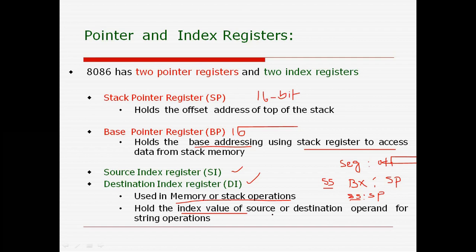That means, when we have large data in terms of arrays, you can access such data using the SI and DI registers, the source index and destination index registers. So simply, you can say that the source index and destination index registers can be used for string operations. You understand this?